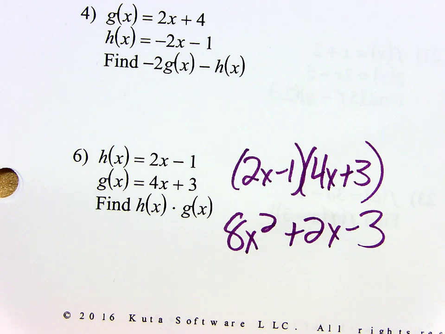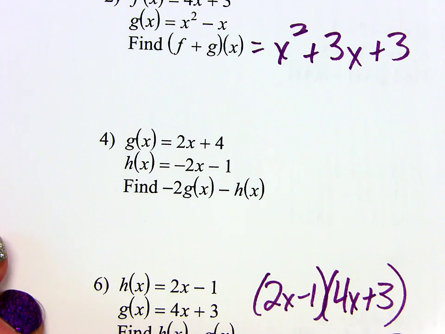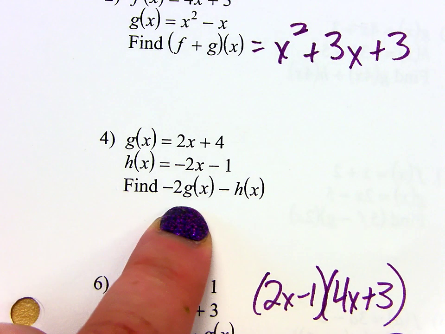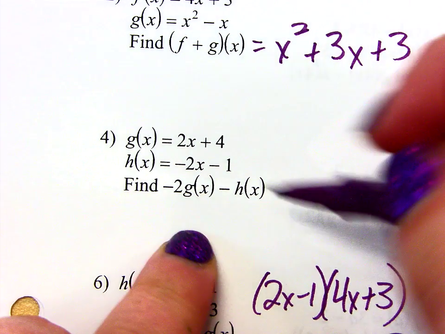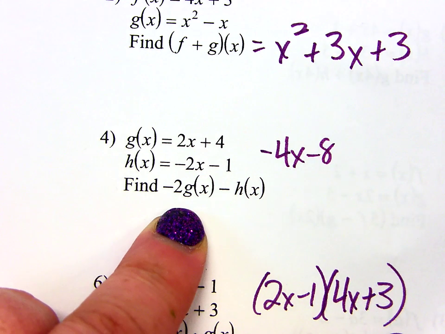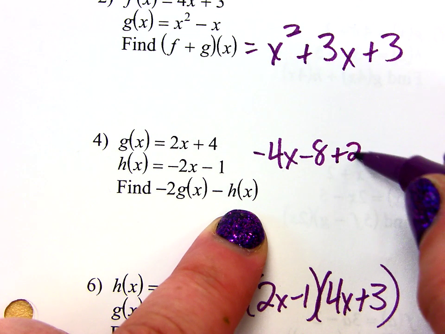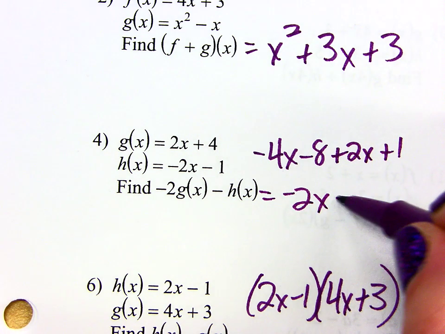All right, pretty good. Let's rewind up to 4, because that one looks different than these other ones. What does that mean? Multiply g by negative 2. And then whatever that answer is, I would subtract h of x from it. So that's all this means. Take g and multiply by negative 2, so that'll be a negative 2x minus 8. And then I have to subtract all of h from it, so that'll now be a plus 2x plus 1. So my final answer is just that.